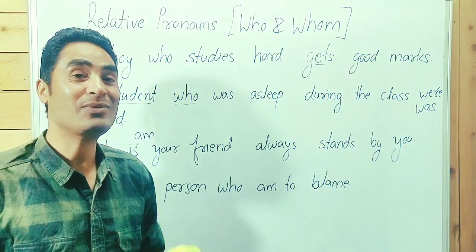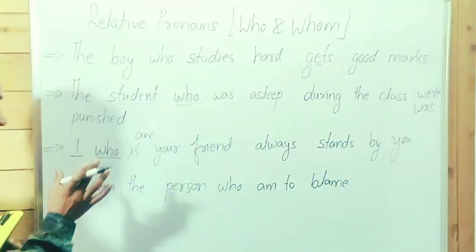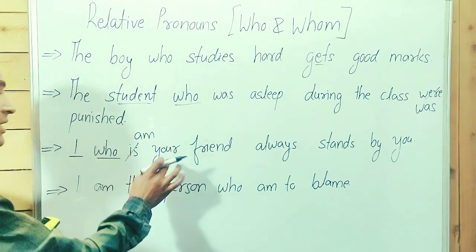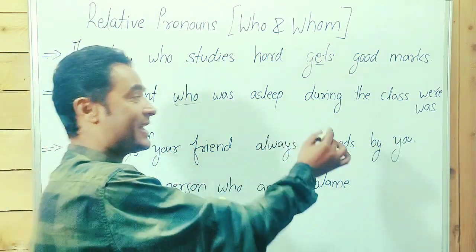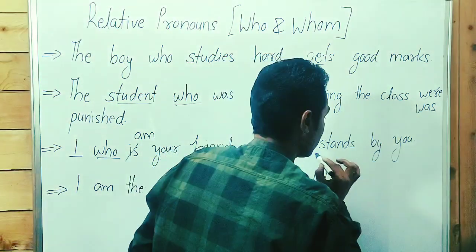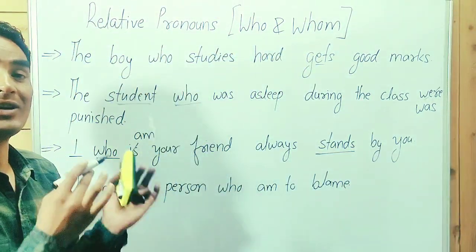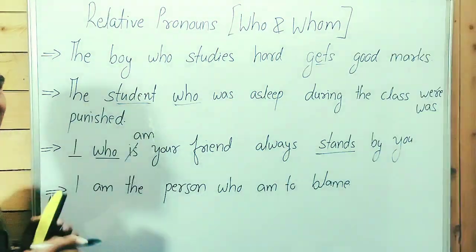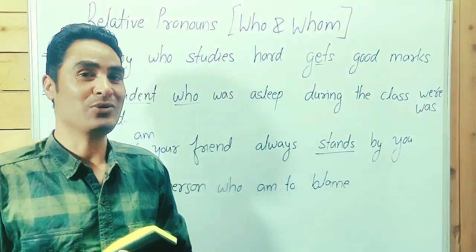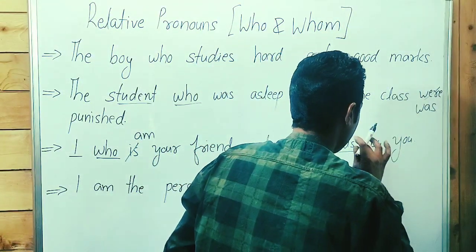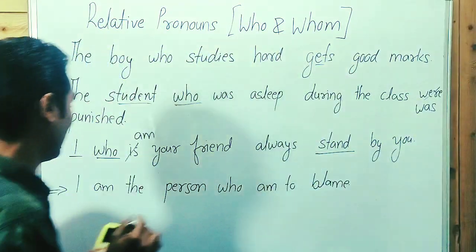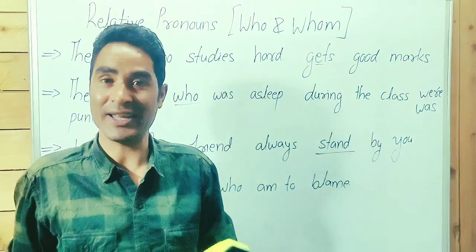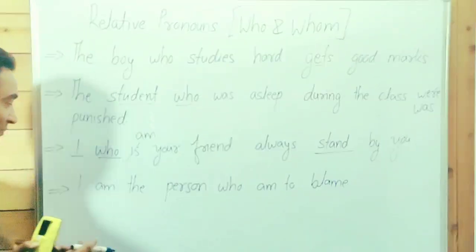I know it's a little bit awkward to listen to, but guys, point to be noted, it's correct. I who am your friend always stands by you. No guys, the main verb stands is used for third person singular number. I is first person here: I stand by you. So the answer will be stand, not stands. Now "I who am your friend always stand by you" is correct.